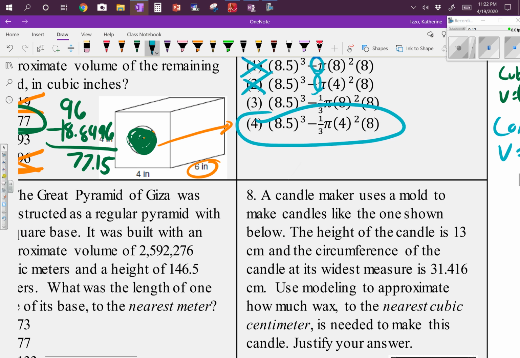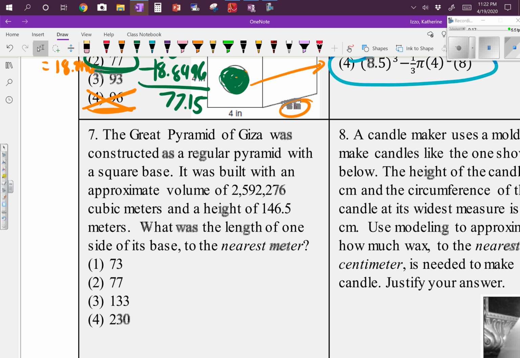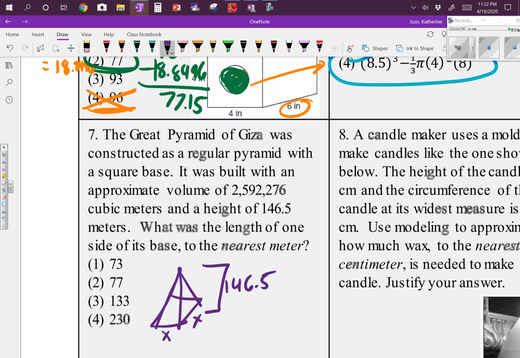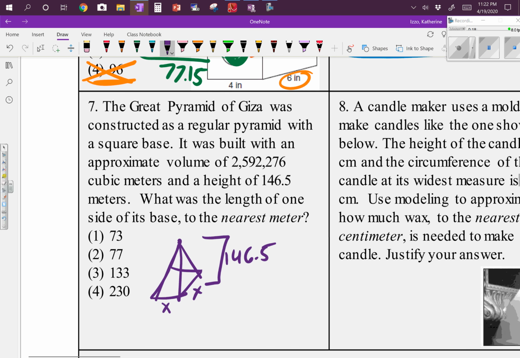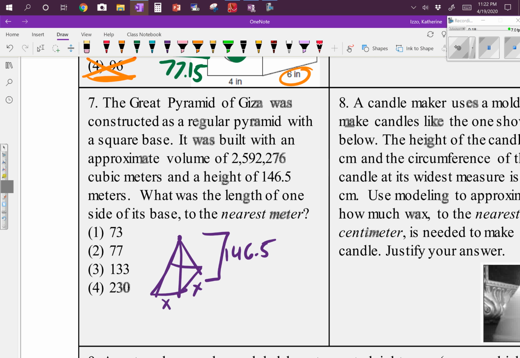Let's go to the next one. Great Pyramid of Giza was constructed. And we're going to draw that Great Pyramid right here. Draw a beautiful pyramid. It's gorgeous. We've got a nice square base. We do not know the sides of the base. We know the height, which is 146.5. And we have the volume. We want to find the side of the base.